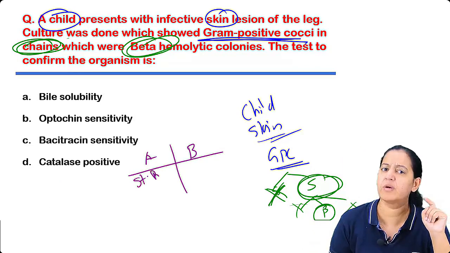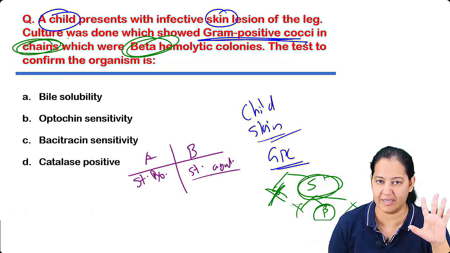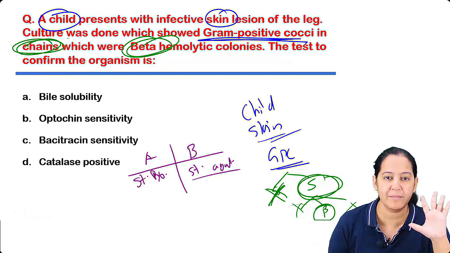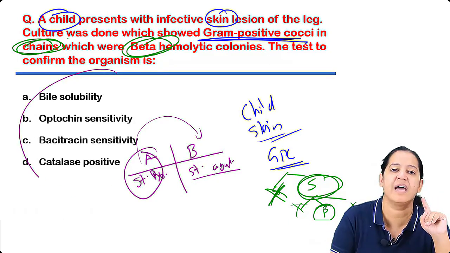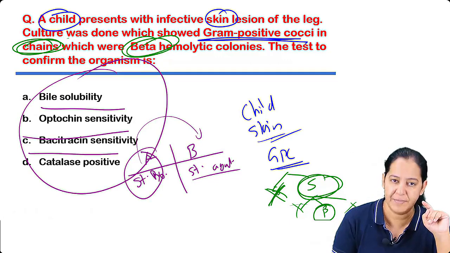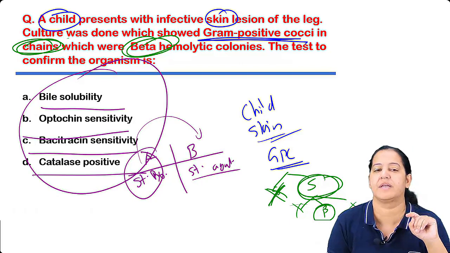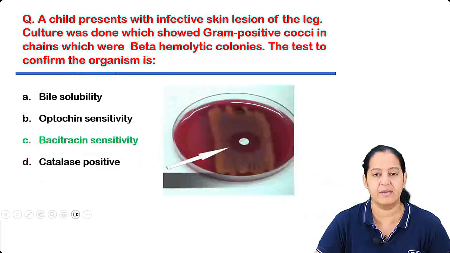Group A is Streptococcus pyogenes. Group B is Streptococcus agalactiae. By the way, I have not taught you Group B till now. But I taught you something unique for A which is not present in other 19. So what is that property? Is it bile solubility? Is it optochin sensitivity? Is it bacitracin sensitivity? Is it catalase positivity? So it's bacitracin sensitivity. You all are right. So correct answer here will be C based on this.